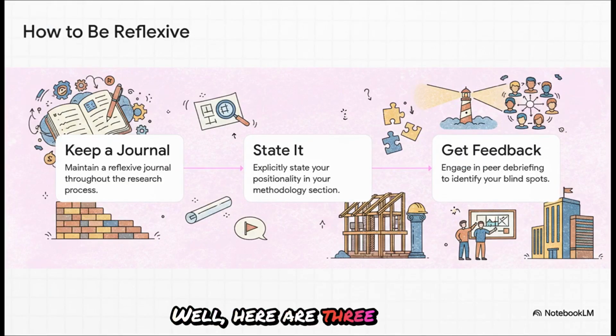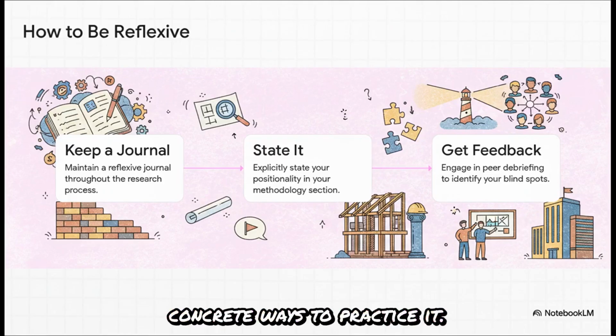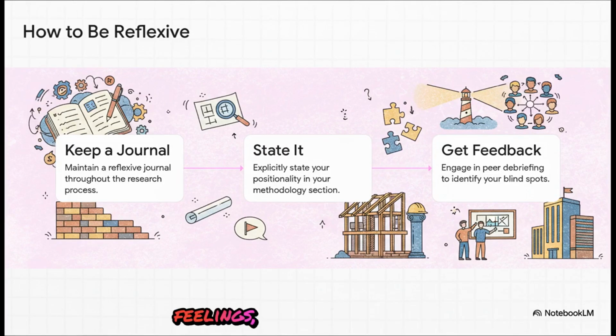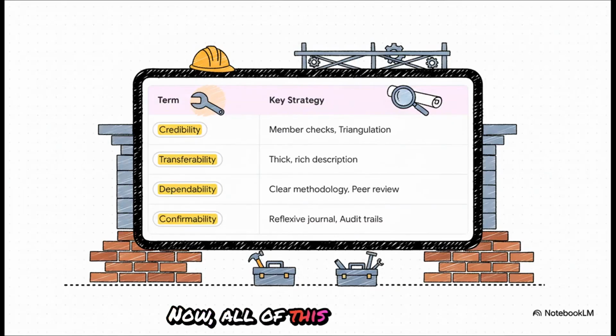Well, here are 3 really concrete ways to practice it. 1, keep a reflexive journal to track your thoughts, your feelings, and your decisions. 2, be transparent about your positionality in your writing. Let people know where you're coming from. And 3, talk it out with a peer. Find someone who can challenge your assumptions and help you see your own blind spots. It's incredibly valuable.